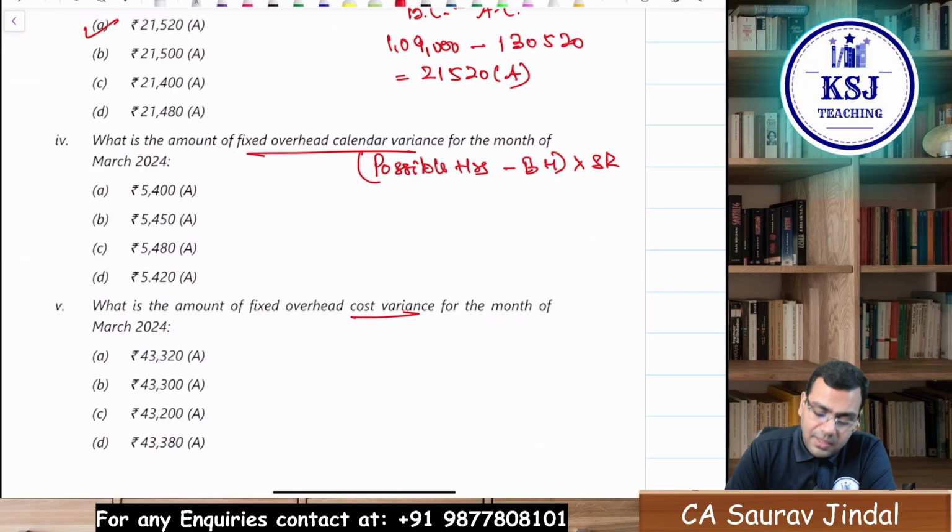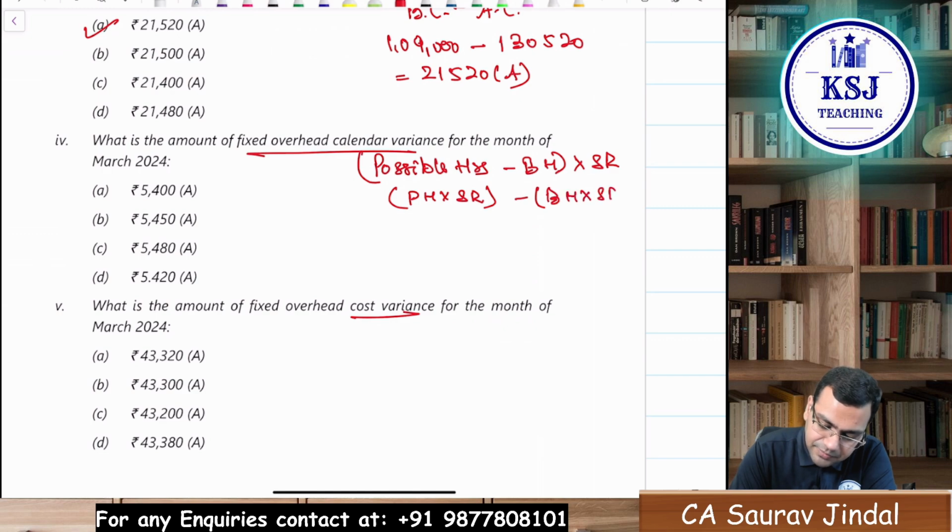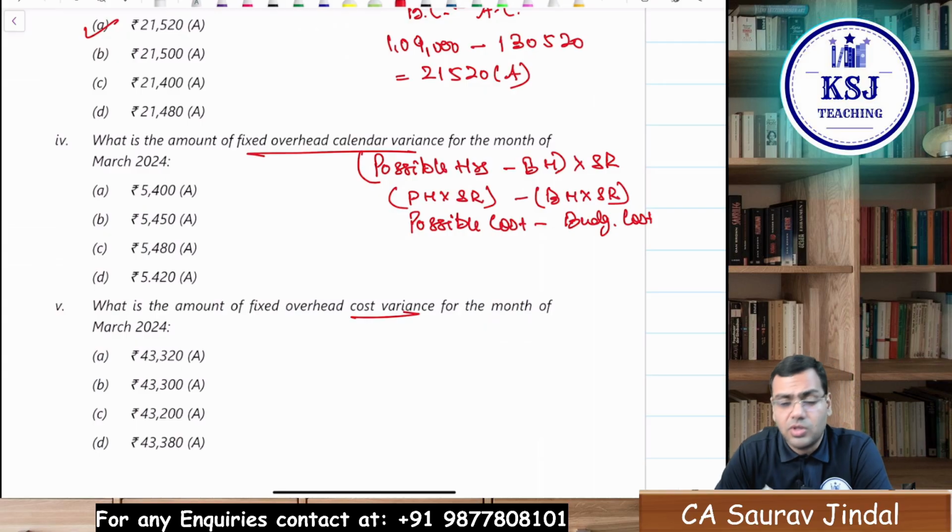So what I'm going to do is open this bracket. I'll write possible hours into standard rate, minus budgeted hours multiplied by standard rate. What will this give me? This will give me the possible cost, minus my budgeted cost. Now, how to calculate possible cost?